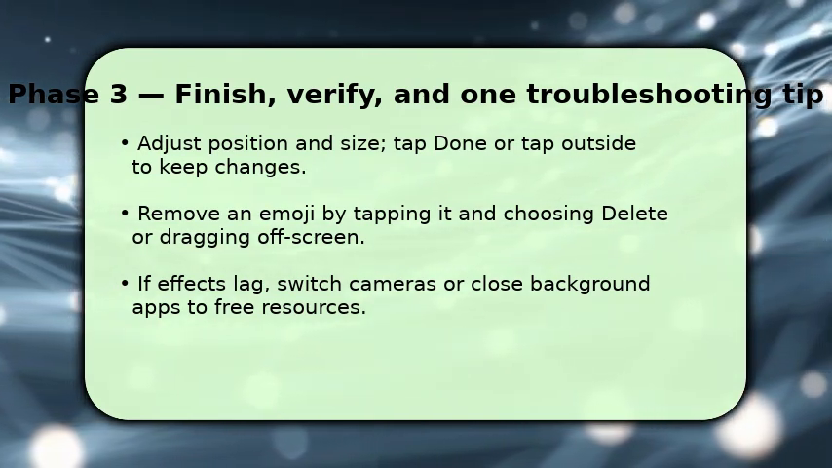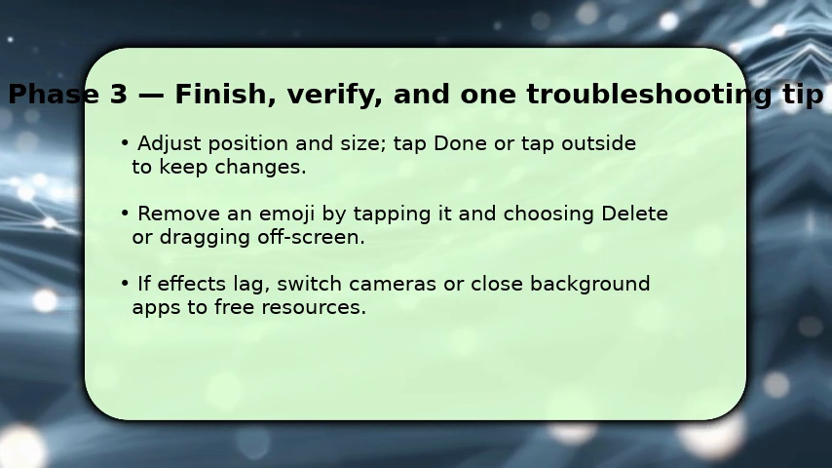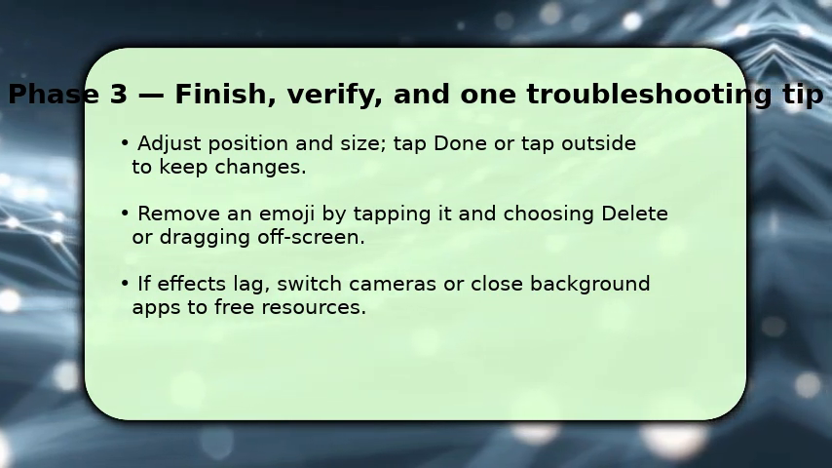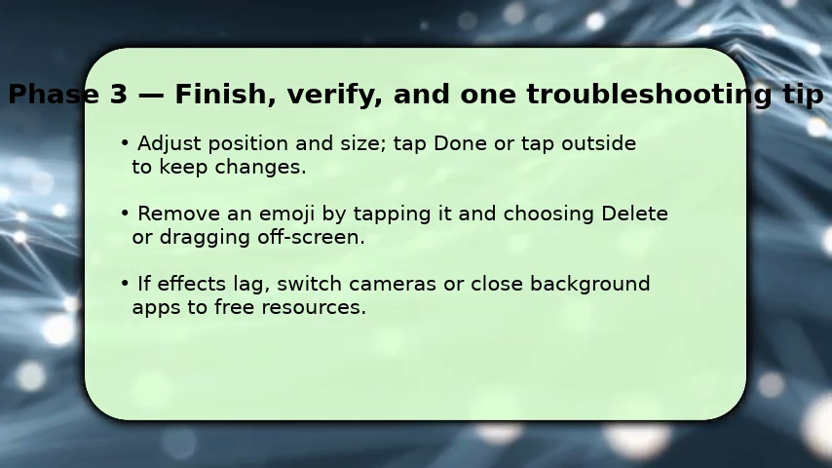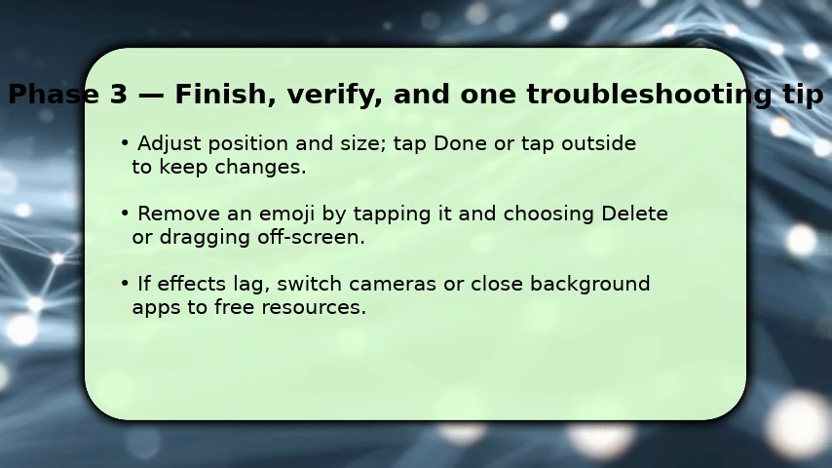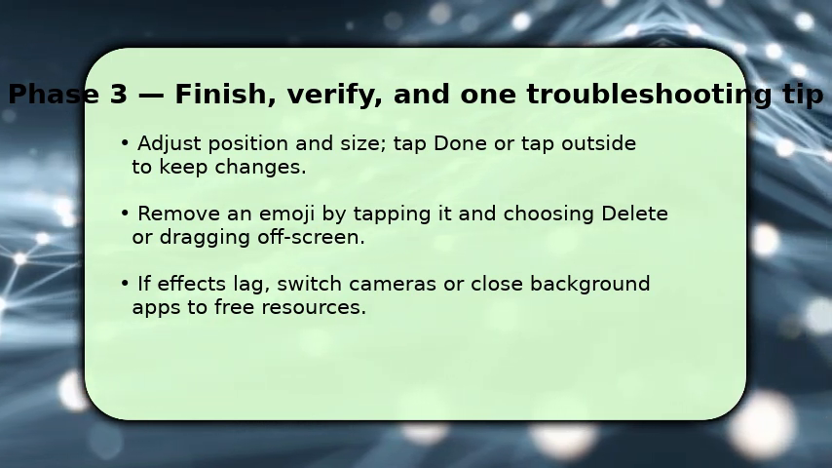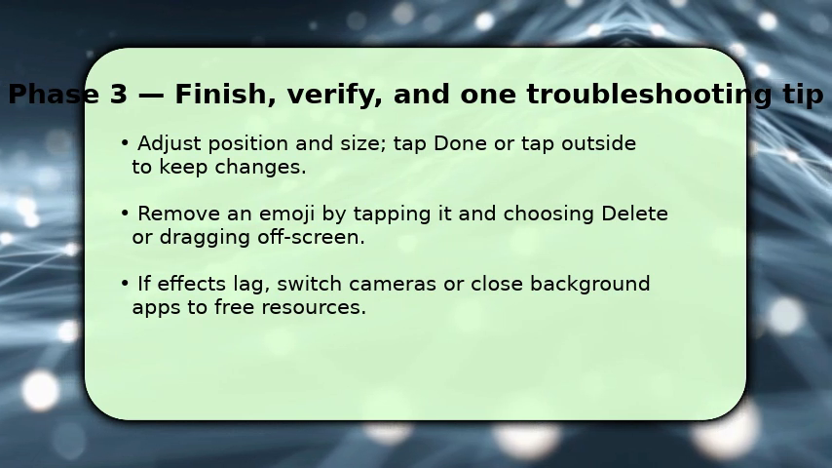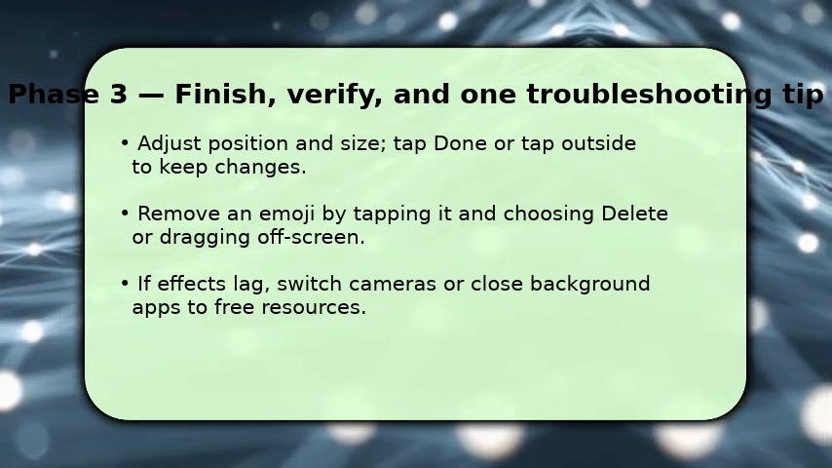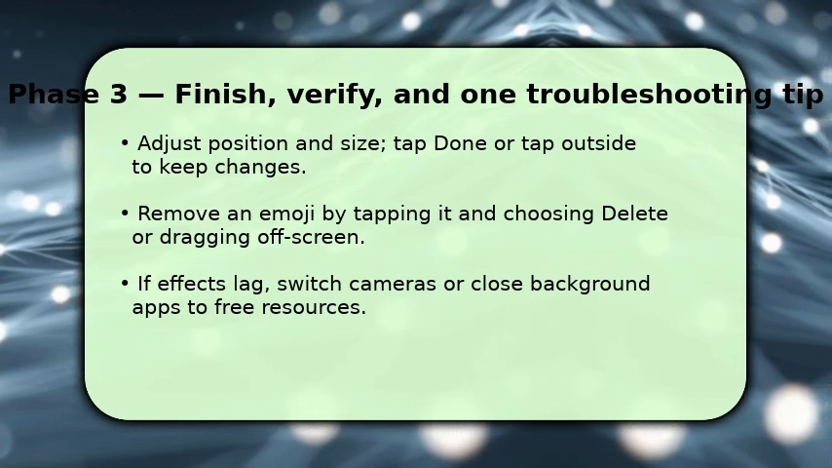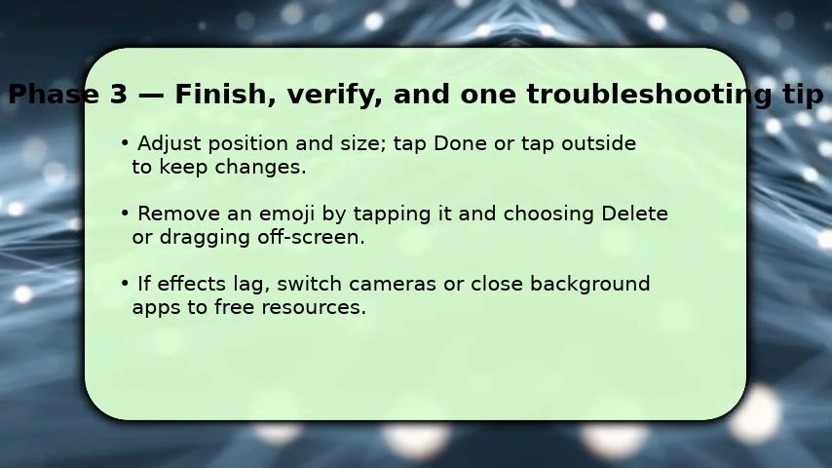If you want a snapshot, use the live photo button during the call to save a frame with the emoji applied. If an emoji won't stick or appears laggy, switch to the back camera briefly or close background apps to free CPU and GPU. This often resolves performance issues. Finally, remove any sticker by tapping it and choosing Delete so nothing obstructs your view.